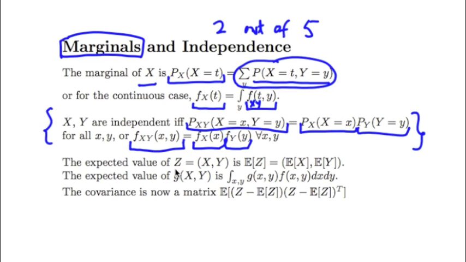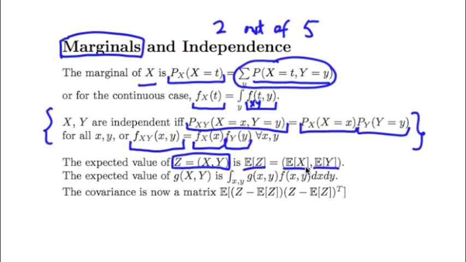Now the expected value of Z, when you have a vector (X, Y), is basically the expected value of X comma the expected value of Y. So it's just a vector where you take the expected value of each component of the vector individually.